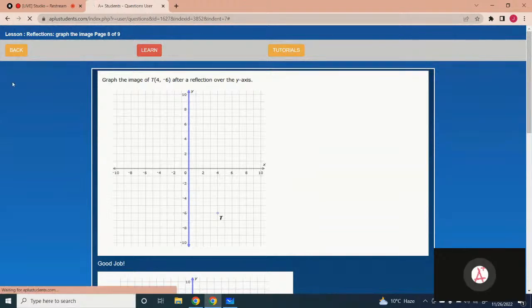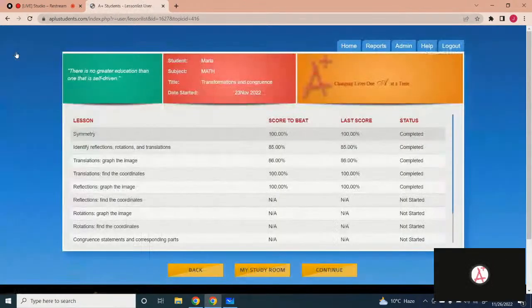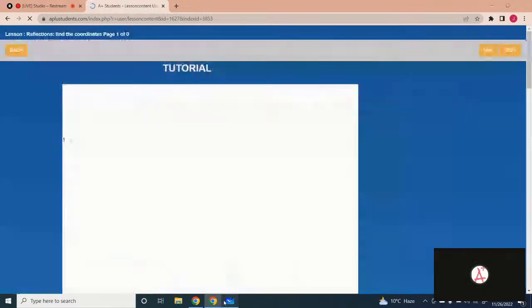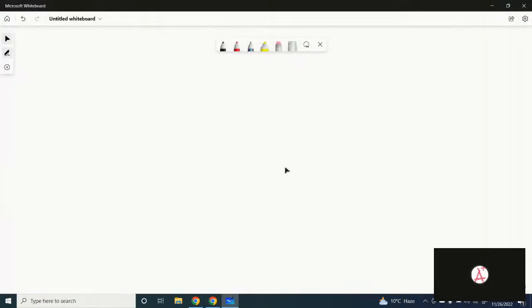Okay, you're left with just one question. You can do that one by yourself later today. Let me just move on to the new topic. The new topic is reflection, find the coordinates. So I think we already know how to find the coordinates, isn't it? The lesson name is Reflections, Find the Coordinate.